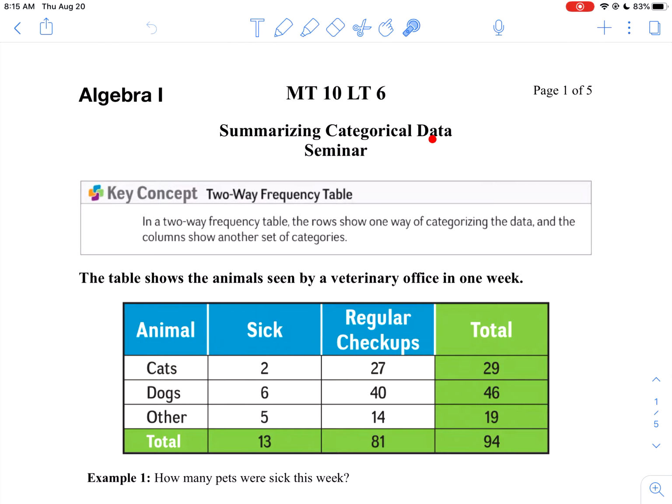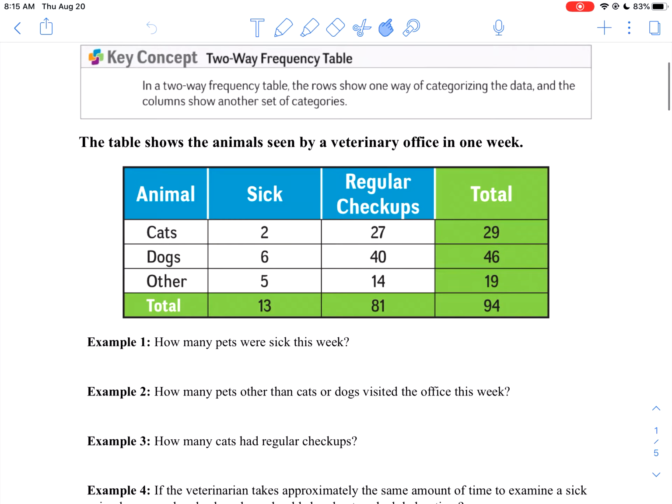So if we take a look at a two-way table, we just pretty much look at the question and answer what comes up. And sometimes it's more reading than it is anything else. So in example 1, it says, how many pets were sick this week? So if we look at the sick column, there are 13. So there are 13 animals that were sick. How many pets other than cats or dogs visited the office this week? So that would be the other category. And there were 19 total animals that visited the office this week.